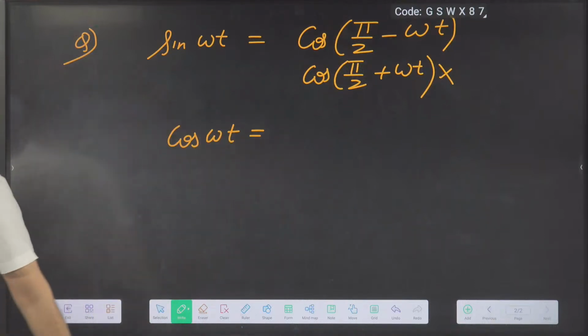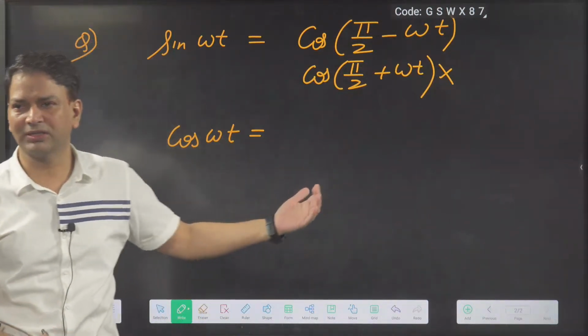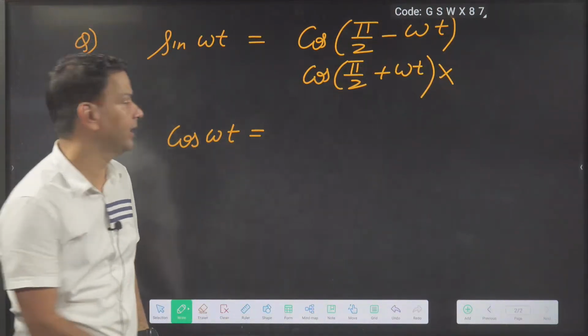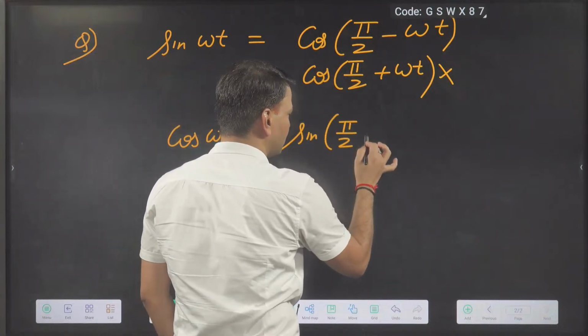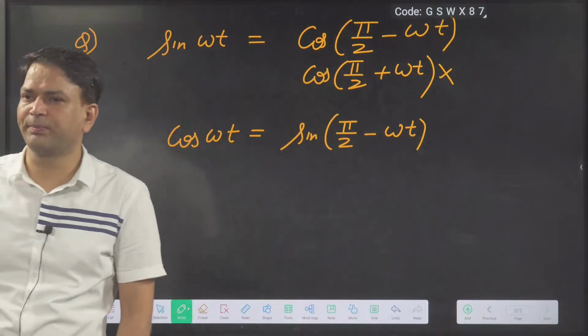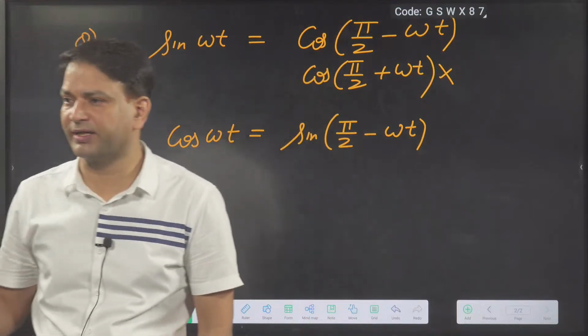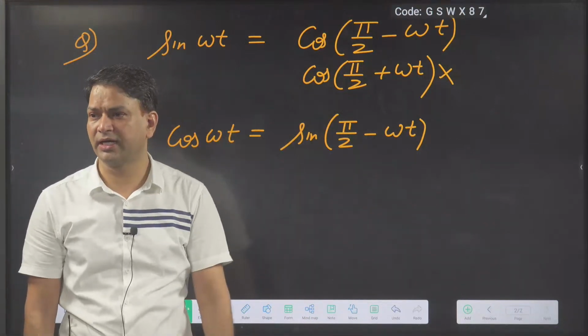Cos omega t, what can I write? Directly one option we have: cos I want to write in terms of sine. Then sin(pi by 2 minus omega t). When we are using pi by 2 minus, no need to think about the sign, because it is the first quadrant. So sin(pi by 2 minus omega t), that is one option.